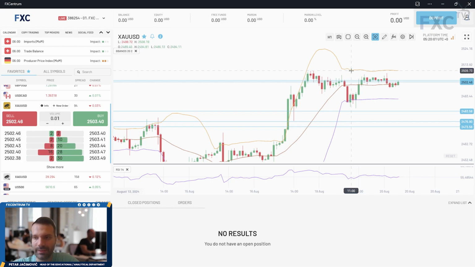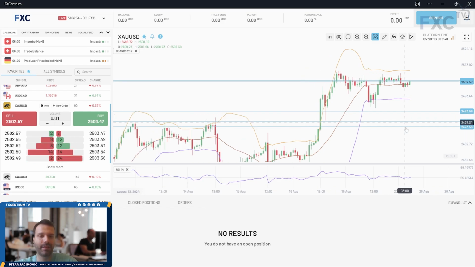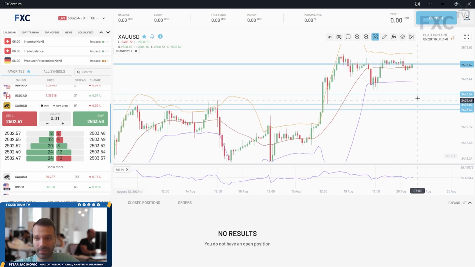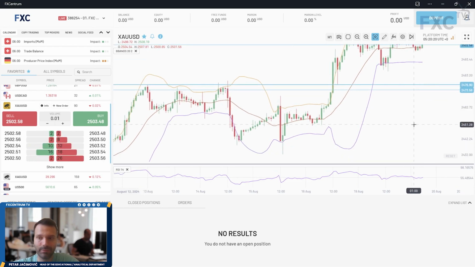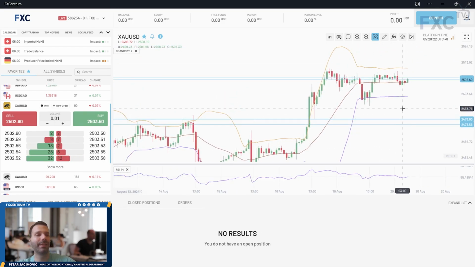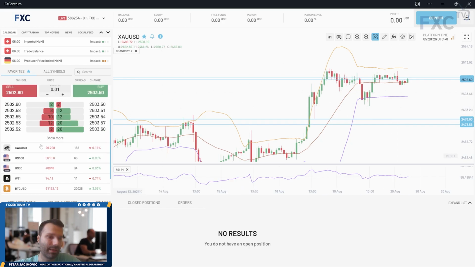So only if we can retake 2,510 and trade above and hold above, then we can see higher prices, maybe 2,525, 2,550. But if we can retake the lows around 2,486, 2,485, there will be a chance for the retest of the previous swing highs, 2,470, maybe even 2,450. So for now, we have a flat environment in the last couple of days, but still a short-term upside environment.